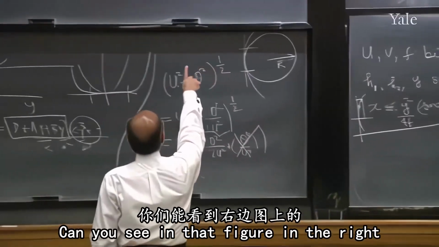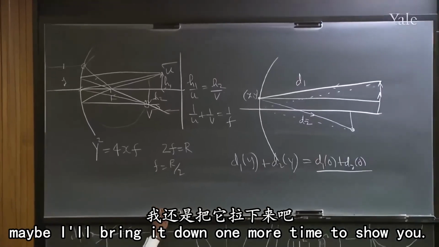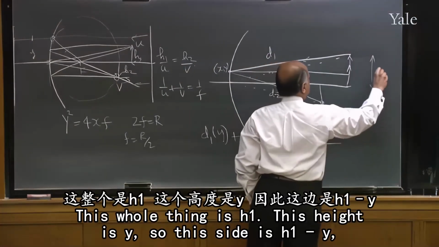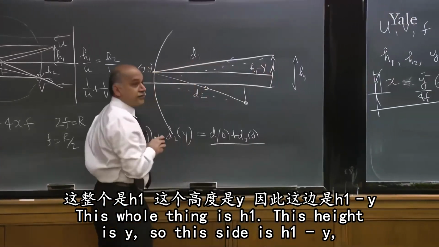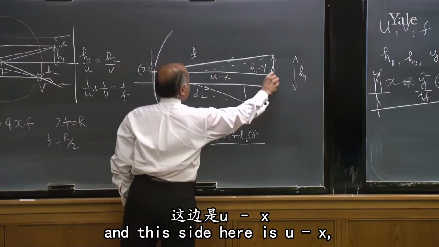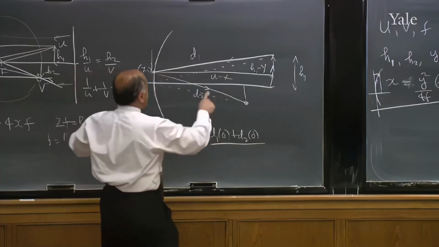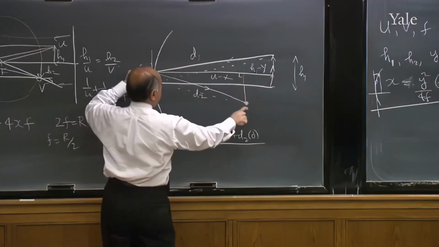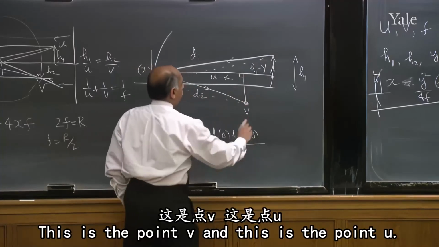Can you see in that figure on the right, that right angle triangle? Maybe I'll bring it down one more time to show you. Yeah, in fact, this is what we really need. So let's keep it here. This whole thing is h1. This height is y. So this side is h1 minus y. And this side here is u minus x, because u brings you from here to the mirror, but this point is to the right by an amount x. That's this right triangle. Then there's a second right angle triangle here to find d2. That height is h2 plus y, and that distance is, again, v minus x. This is the point v, this is the point u.